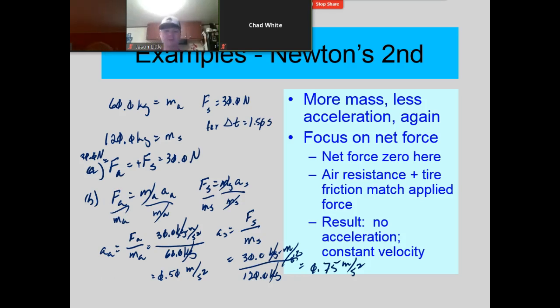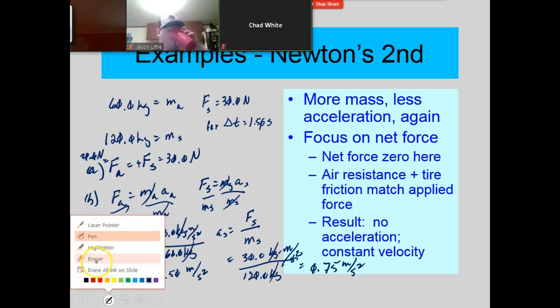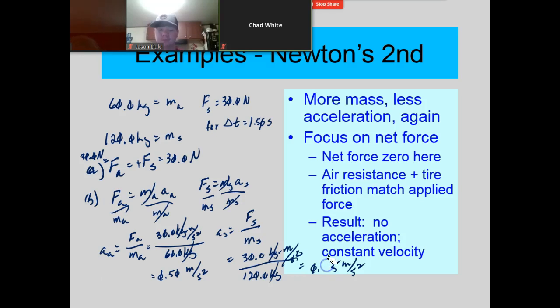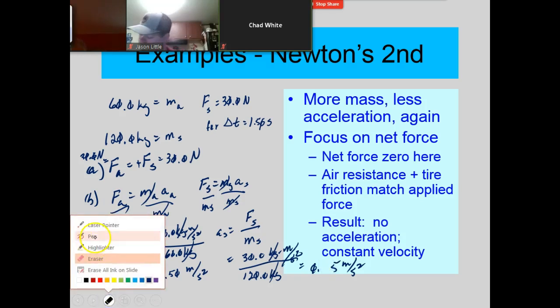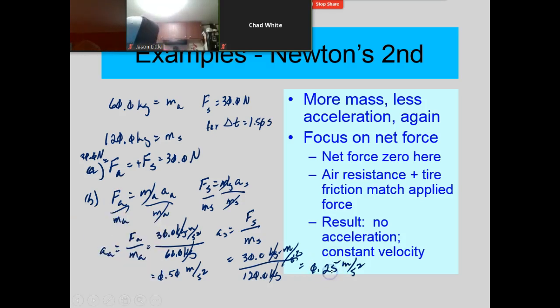No, 0.25. Goodness gracious. Where's my math? 0.25, 1/4. Okay, now that's making sense. The more massive spacecraft, the less the acceleration for the same force. The less massive astronaut, the greater the acceleration because of the same force. And since the mass was exactly half, the acceleration is exactly double for the astronaut.